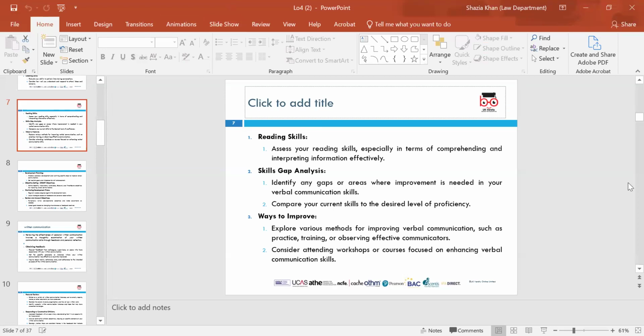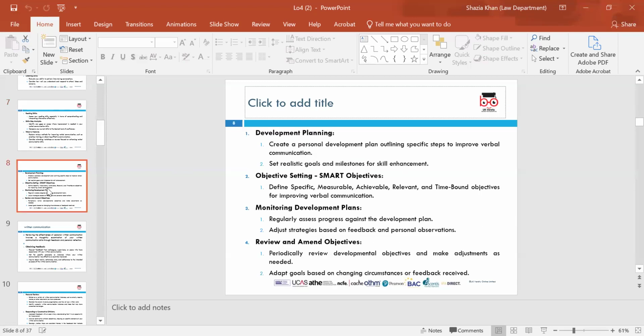Ways to improve. So explore various methods for improving verbal communication, such as practicing, training, or observing effective communicators. Consider attending workshops focused on enhancing verbal communication. Development planning. So here you need to create a personal development plan outlining your specific steps to improve verbal communication, and set realistic goals and milestones for skill enhancement.